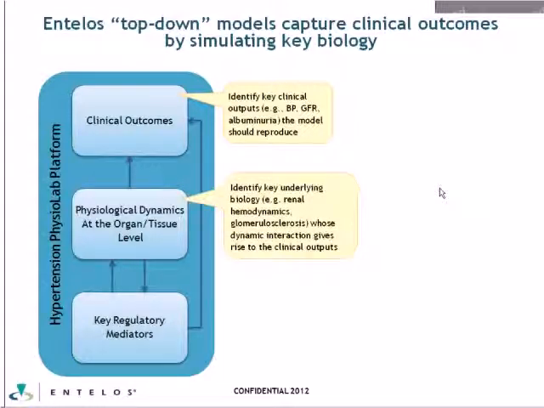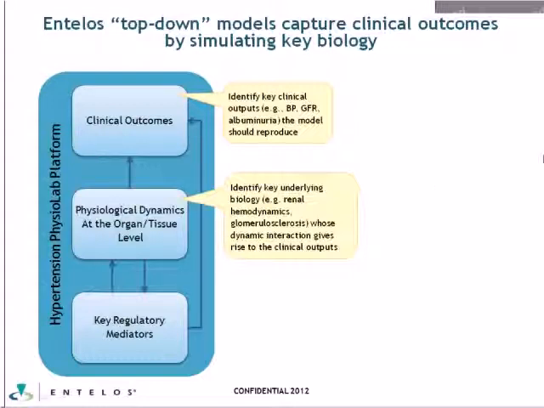In order to do that, we've captured the major physiological systems necessary to represent the hypertension and chronic kidney disease phenotypes. For example, we look at the circulation and the blood flow and how the blood goes through the kidney and gets filtered through the nephron. So we look at these renal hemodynamics, but we also add in such processes as glomerular sclerosis, which is really the disease process that will affect these systems as well.